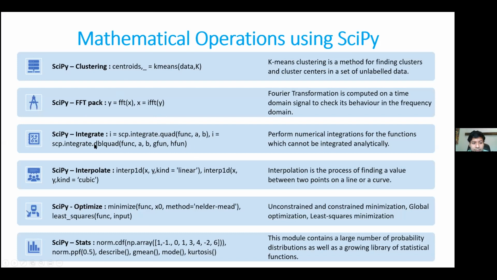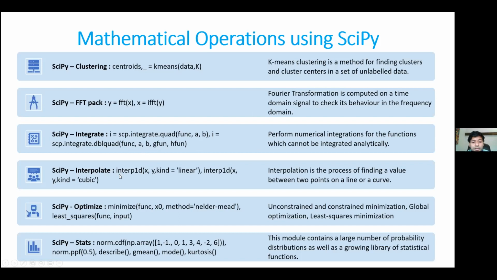Similarly, dblquad is the double integration, so we can do double integration also using this one. The function is the function, then a, b are lower and upper bounds, and then gfun and hfun are, for a 2D function, the lower and upper bound functions for the second dimension. We'll do some examples on this, so then these things will be more clear to you, hopefully.